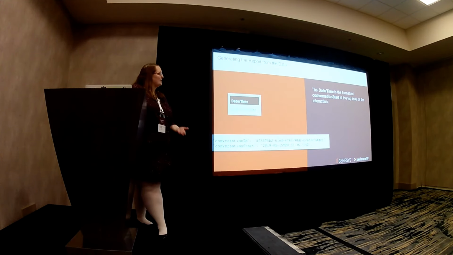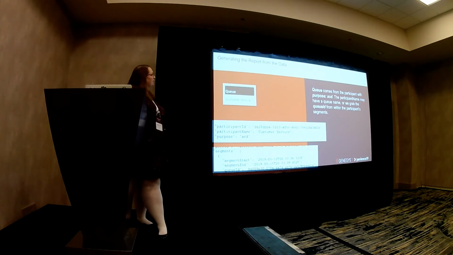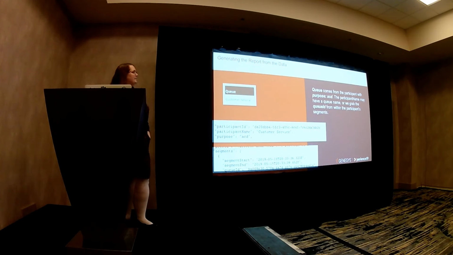The date time is, as we said, the conversation start. And then the duration is the difference between conversation end and conversation start. In the case of this report, it will always exist because we only look for ended interactions. For the queue, we're going to look for the ACD participant, which means the purpose of ACD. Again, we might get a participant name with the queue name, or we might have to dig into a segment and grab a queue ID and resolve that from one of our routing endpoints.